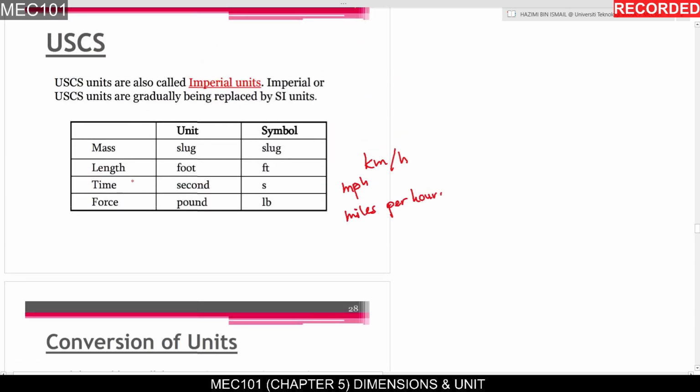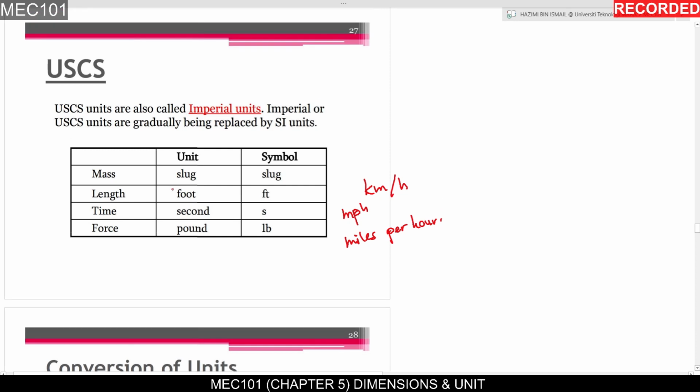So you have to know how to convert from the imperial units to the SI units, and vice versa, from SI to imperial. Okay, let's say 1 meter equals 3.28 feet. Okay, this is approximate. But to know the accuracy of the unit conversion here, you can use another calculator on the internet.